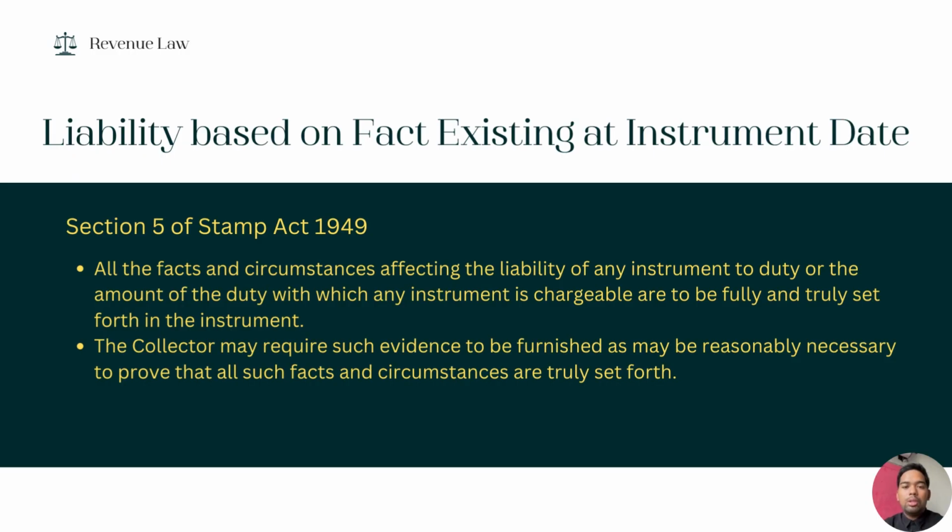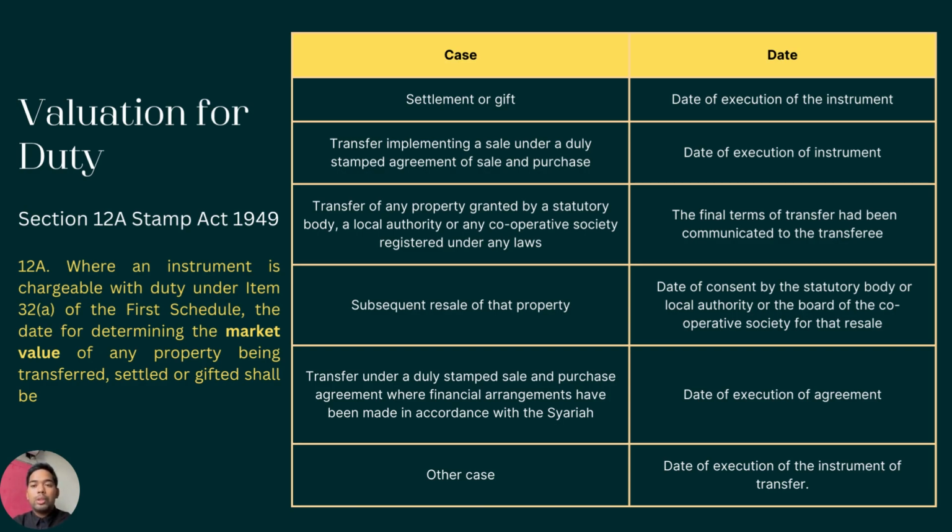the execution. So the next principle is the liability based on the fact existing at instrument date. So Section 5 of Stamp Act 1949 stated that all the facts and circumstances affecting the liability of any instrument to duty or the amount of duty with which any instrument is chargeable are to be fully and truly set forth in the instrument. So the collector may require such evidence to be furnished as may be reasonably necessary to prove that all such facts and circumstances are truly set forth. So the last one is the valuation for duty.